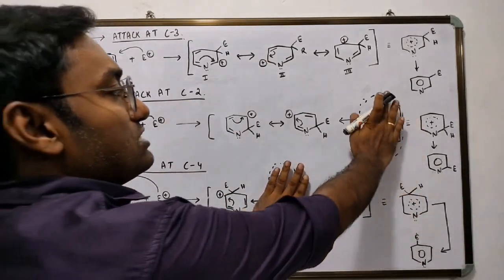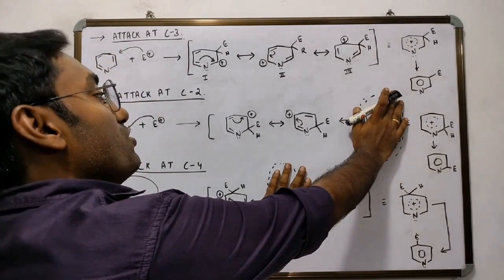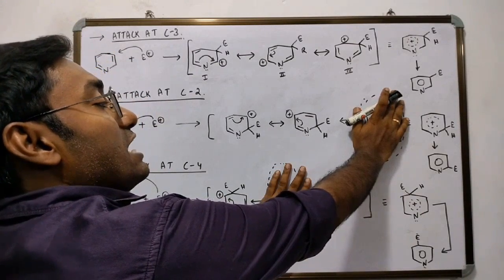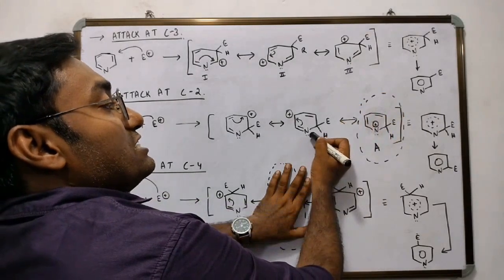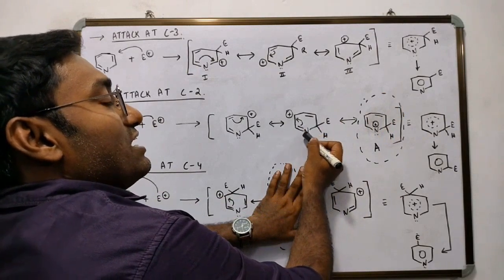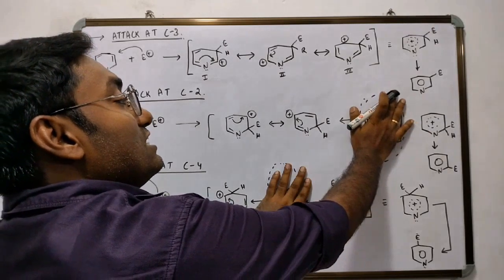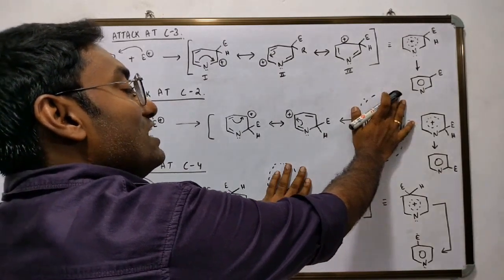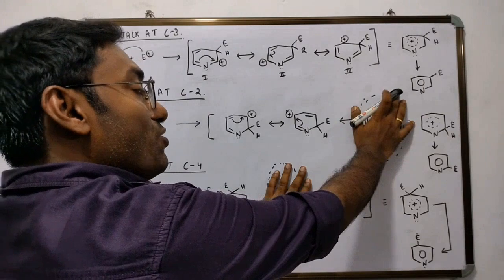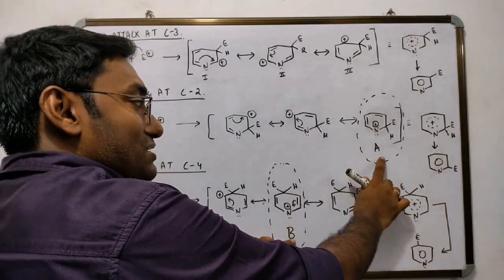If you exclude these structures and look at other structures, be it from an attack at C3, C4 or C2 positions, other structures have a nitrogen atom that has 8 electrons in its valence shell. Look at this: 1, 2, 3, 4, 5, 6, 7, 8. If you look at other structures, all other structures have 8 electrons in the valence shell, and thus the nitrogen has achieved the inert configuration of neon in these structures. That is not the case with structure A and structure B.